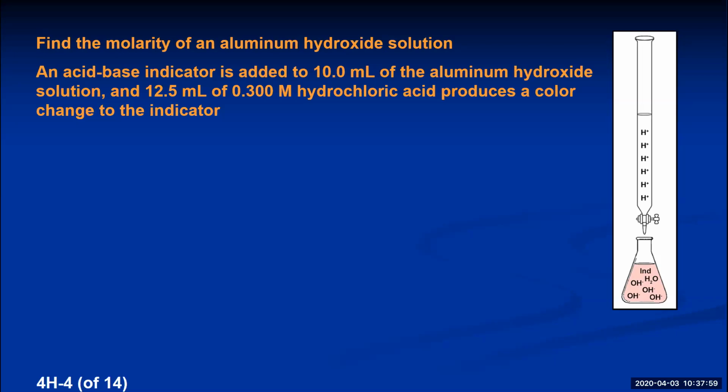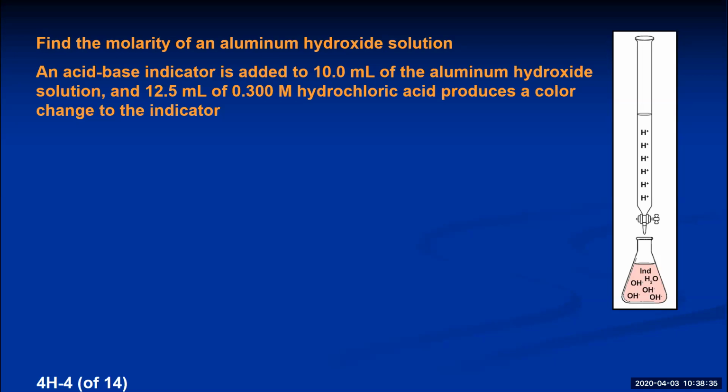So now we're going to need 4 of the hydrogen ions from the burette to react with the 4 hydroxides, 1, 2, 3, 4, and then a 5th one will react with the indicator to form HIND, turning it back to colorless. We'll have the end of our titration. So here's a description of how we would do that. Let's say an acid-base indicator is added to 10.0 milliliters of the aluminum hydroxide solution, and then it wound up taking 12.5 milliliters of 0.300 molar hydrochloric acid to produce a color change to the indicator.